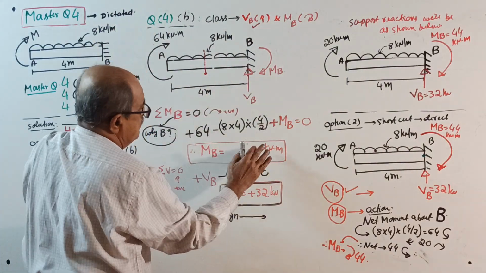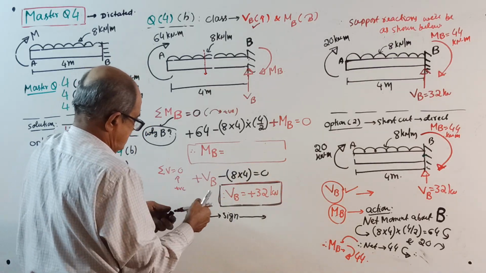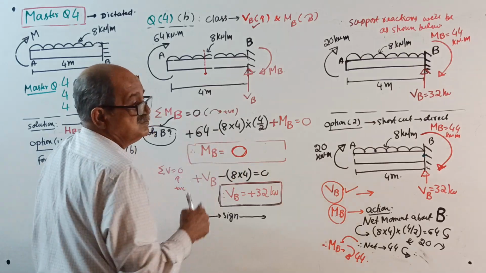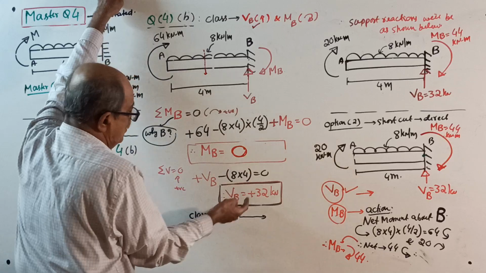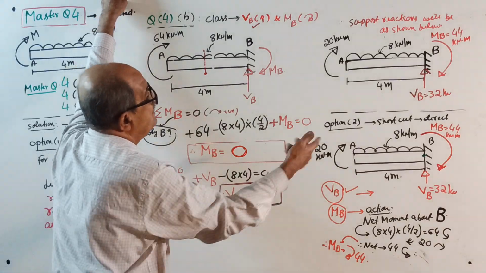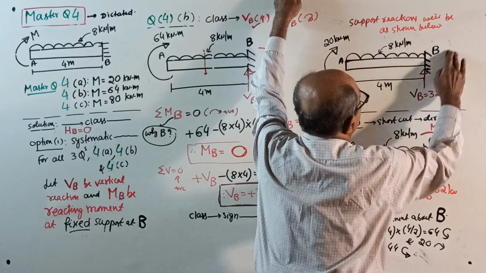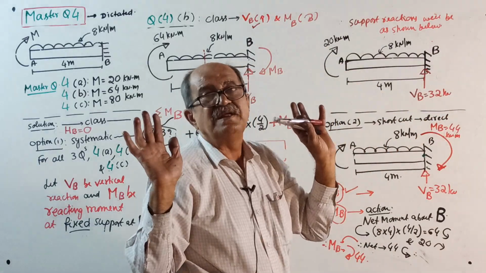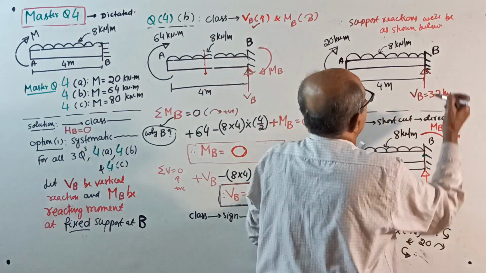Your MB will come 0. Reason I will tell you there. Sigma V equals 0, same thing will come. Sign already told. Therefore, this time, see, that's all. You don't write MB. That's all you write. Or if you are that much interested, you write a moment here.